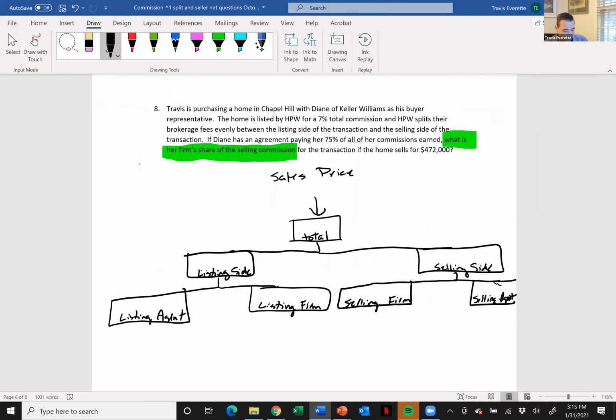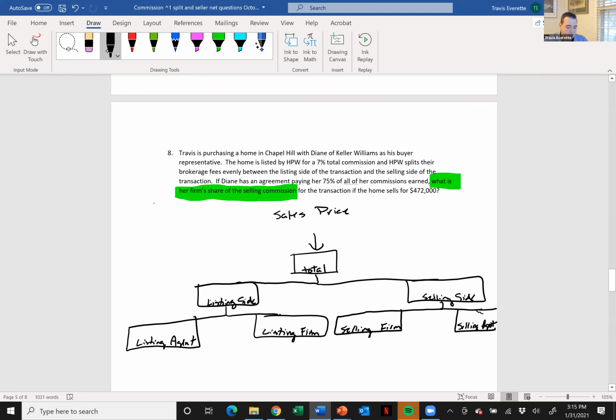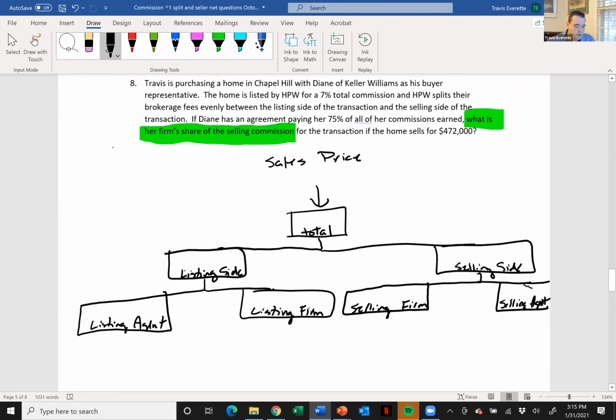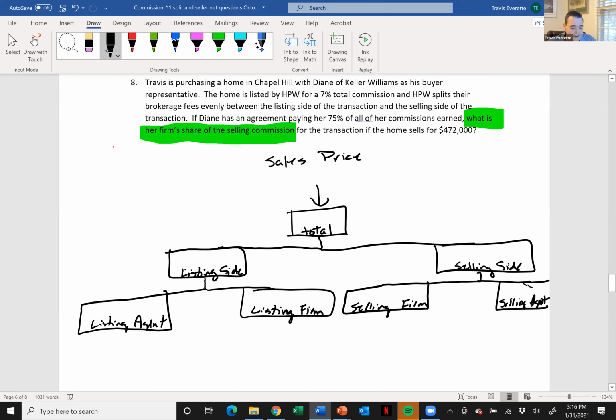Now let's look at the question, and let's talk about how we're going to split this thing up. It says, Travis is purchasing a home in Chapel Hill with Diane of Keller Williams as his buyer representative. So Diane of Keller Williams is his buyer representative. So here's what that tells me. Diane is right here.